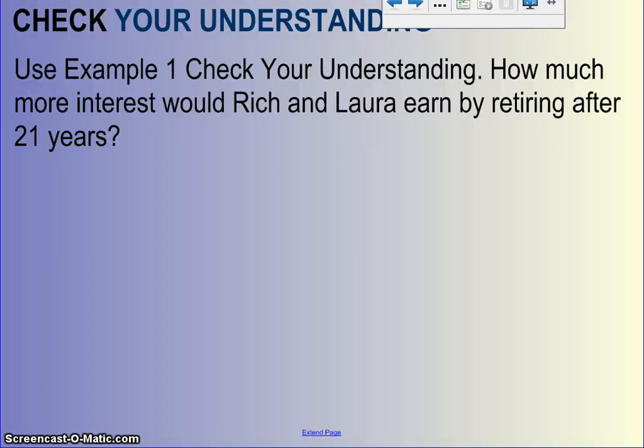All right, it says, use example 1, check your understanding. How much more interest would Rick and Laura earn by retiring after 21 years? Well, we know that they earned $12,058.57 by staying that 1 year.